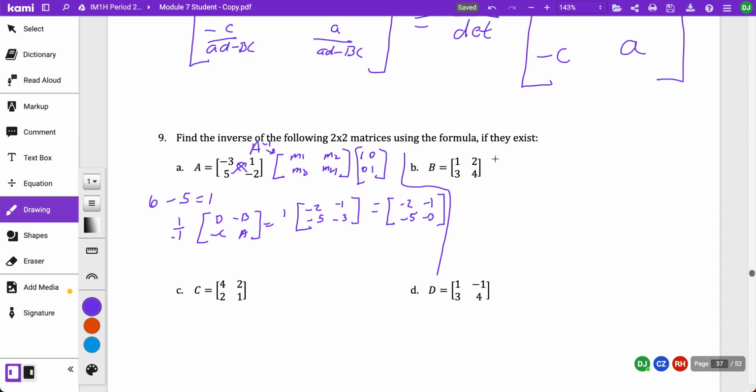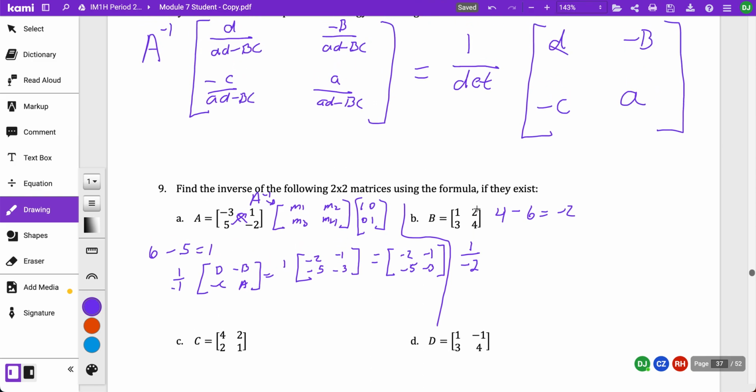So we can do the same thing over here now. To do this, what we are going to do is first find the determinant. Remember, the determinant is AD minus BC. So AD is 1 times 4, which is 4, minus BC, which is 3 times 2, which is 6. So I'm going to have a determinant of negative 2. Then what we're going to do is take 1 over the determinant, and all I'm doing is what we just did up here.